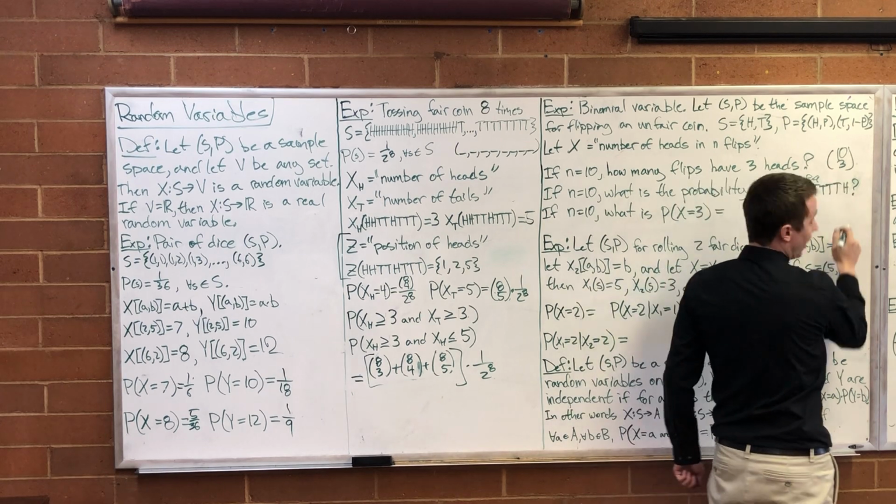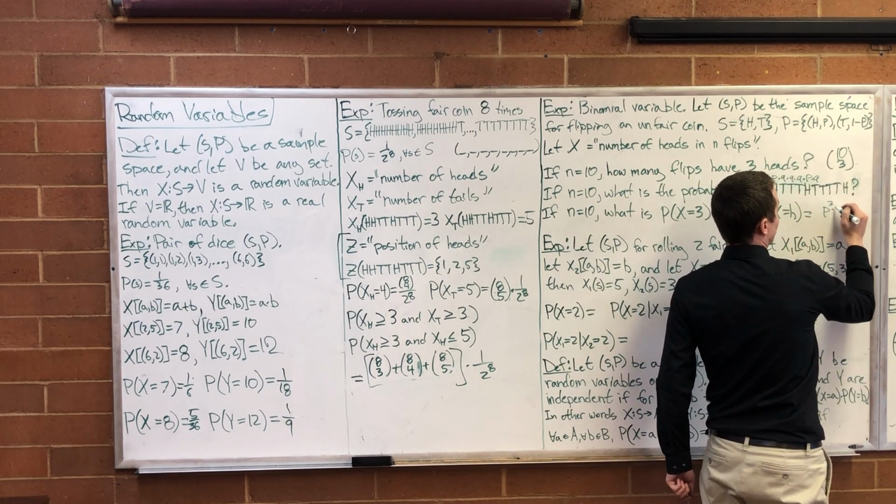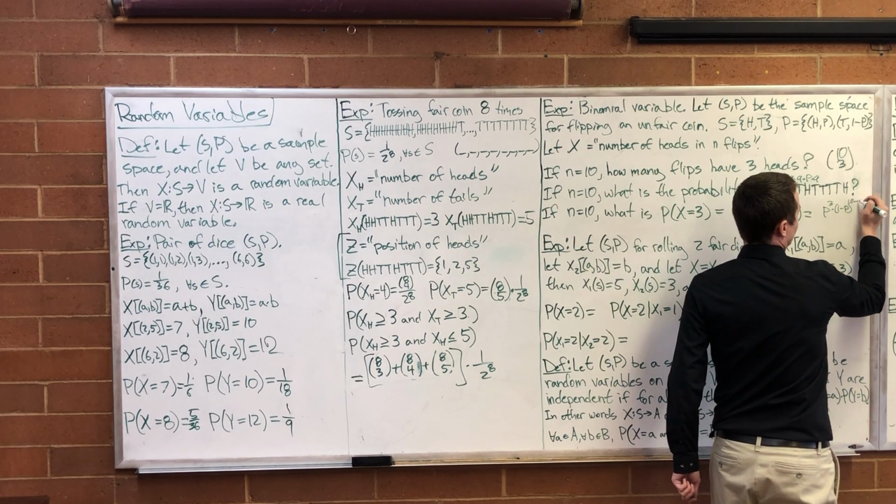Okay, so the probability then is going to be p cubed times 1 minus p to the 7, or 10 minus 3 is the way I'm going to write it.